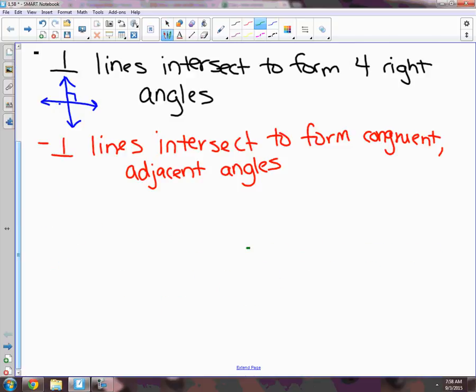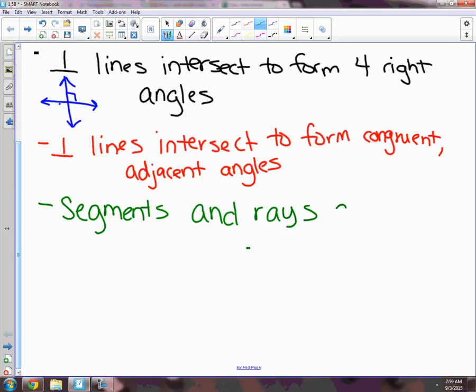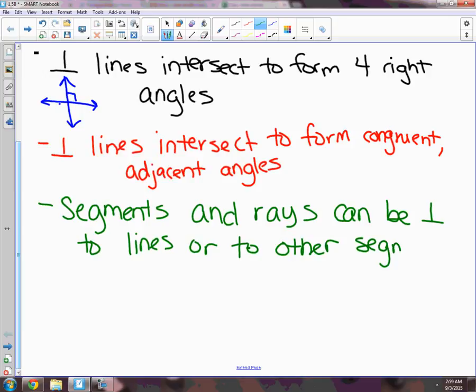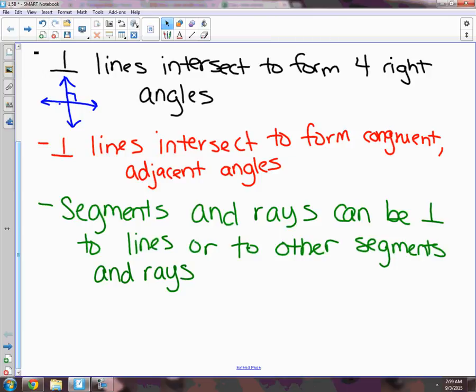The third key fact that we're going to write down: segments and rays can be perpendicular to lines or to other segments and rays.